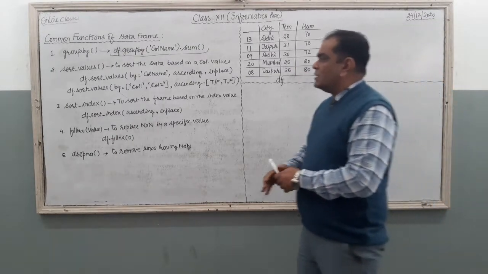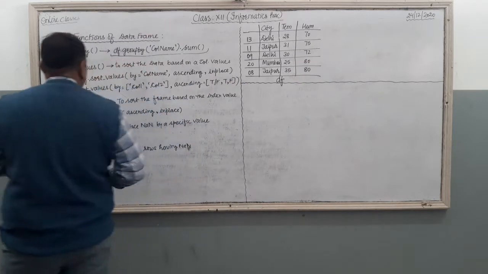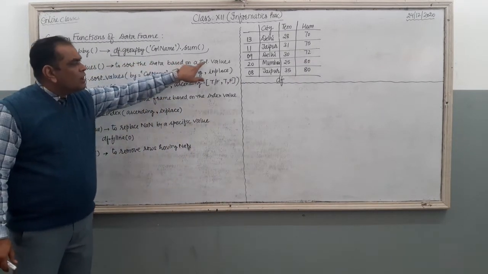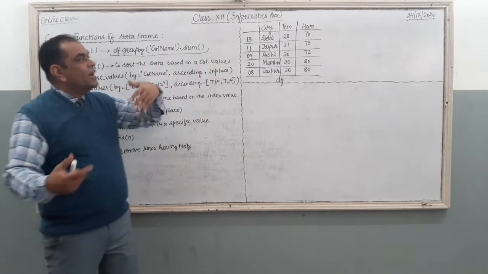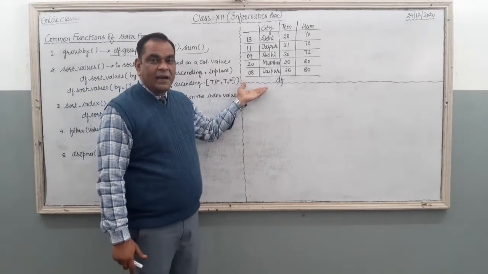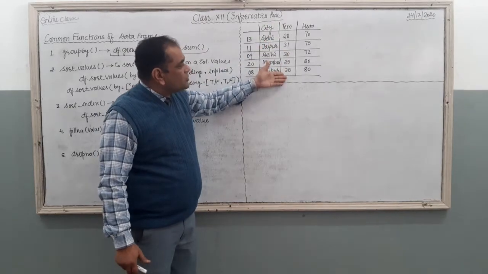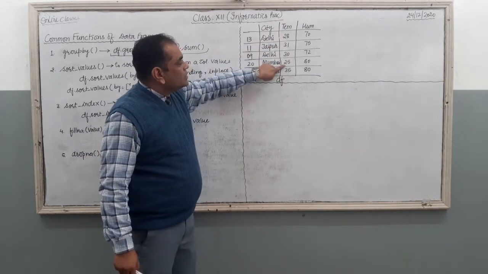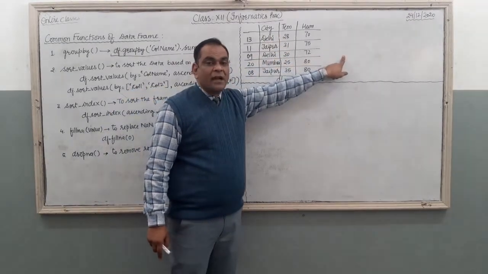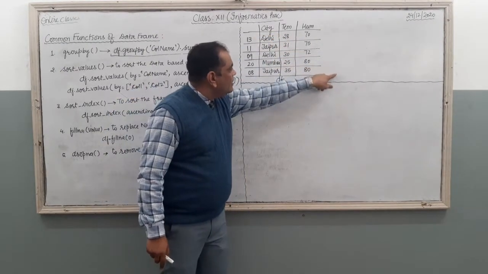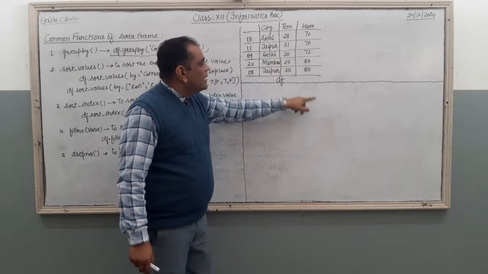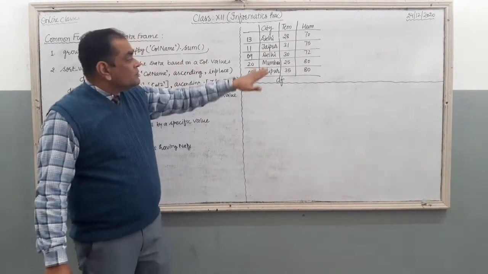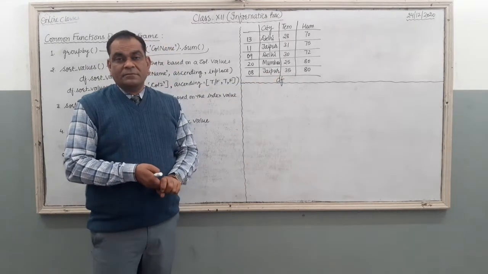Now just see what is the definition of this sort values function. To sort the data based on a column value means what? If we are going to sort the df data frame based on the temperature in ascending order, it means what? The minimum temperature 25 comes very first, then 28, then 30, then 31, then 35. The data frame is arranged according to this specific sequence, right?